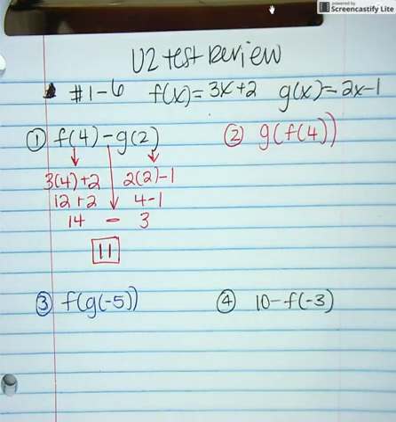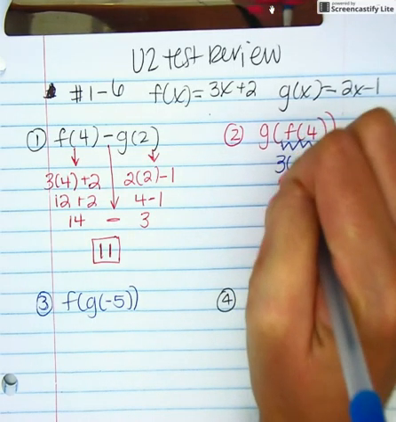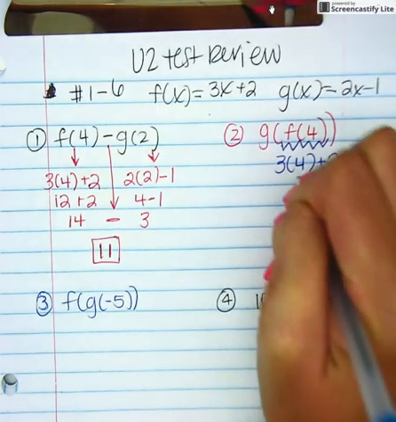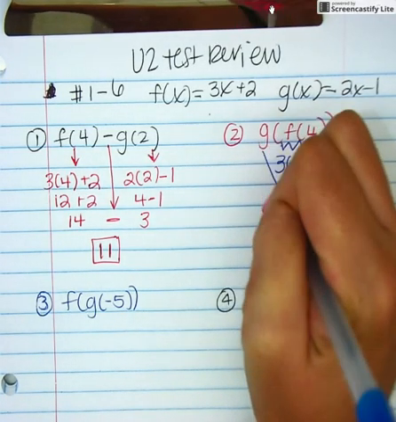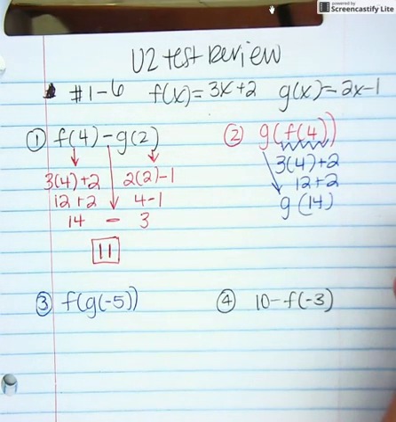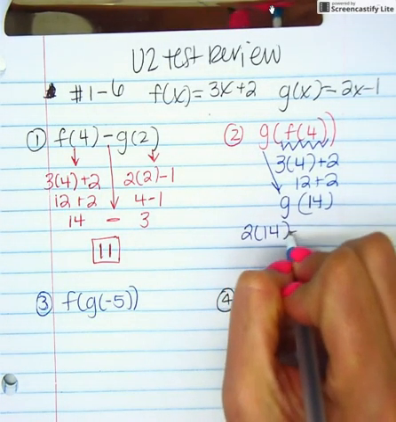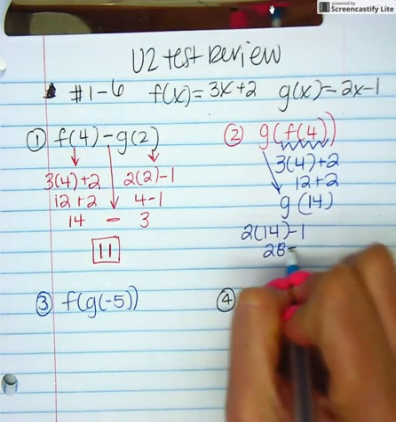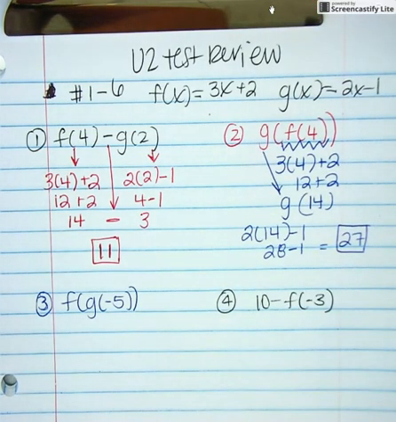Moving on to number 2, g of f of 4. Starting on the inside with f of 4, 3 times 4 plus 2. 12 plus 2 is going to give me 14. Then you're going to perform g of 14. So 2 times 14 minus 1, which gives me 27.